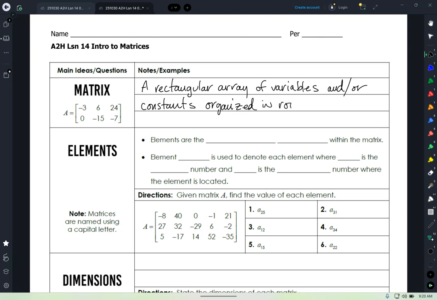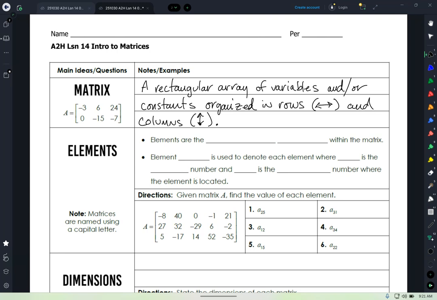in rows. And so we'll put a little left-right here to remind ourselves that rows run left-right. So it's organized in rows and columns, and of course our columns run up and down. So we've got to be clear: when we talk about rows, we're talking about a left and right organization. When we talk about columns, we're talking about an up and down organization.